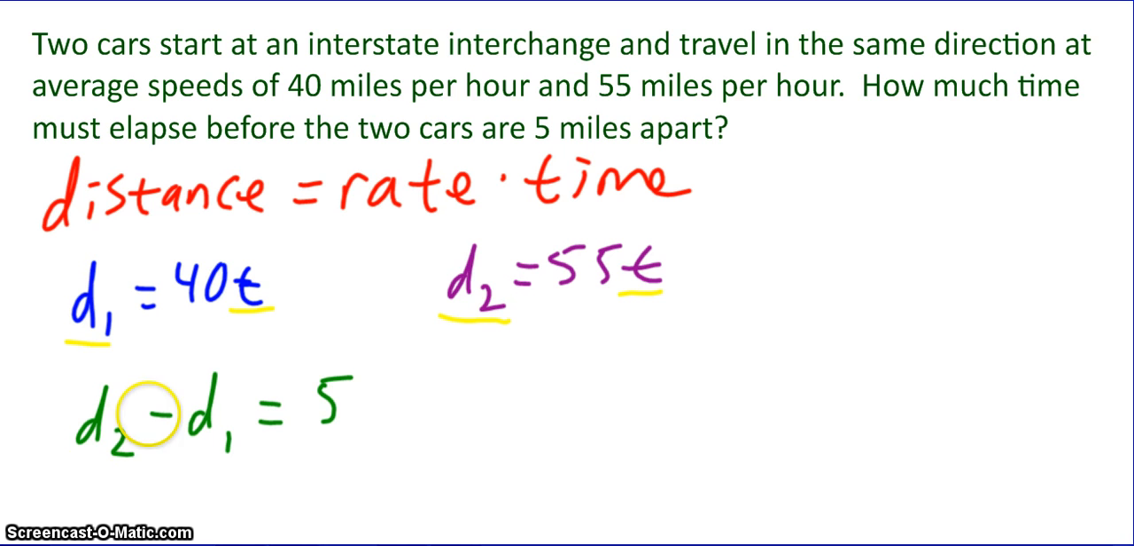Alright, next piece of information we want to recognize is that I want to find when the distance between the cars is 5. Since I know that the second car, what I'm calling the second car, is going faster, it's going to be further than the first car. So I want to do d2 minus d1, because that's going to make it a positive value since this is going to be a larger distance. And I know that d2 minus d1 is 5. Had I switched these around, then I would do d1 minus d2.